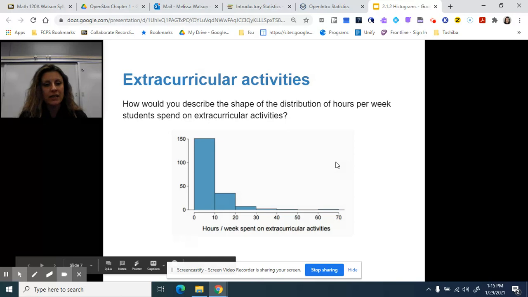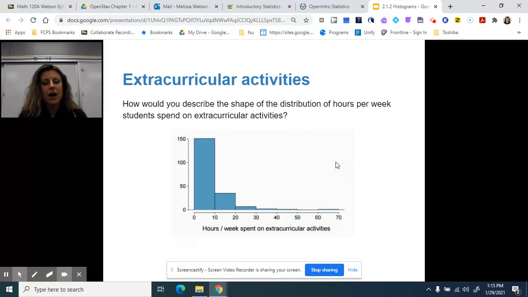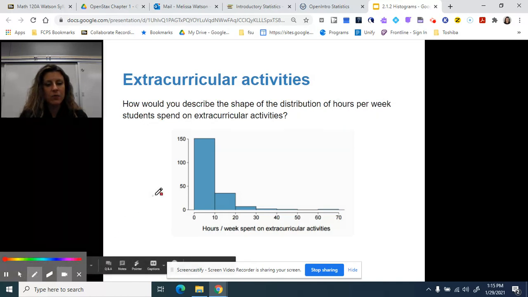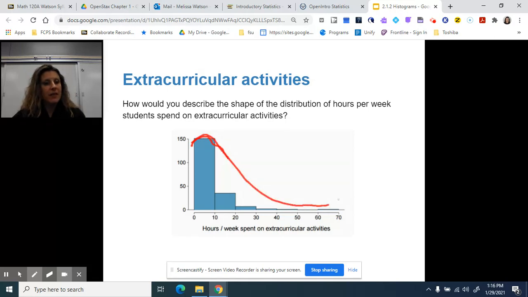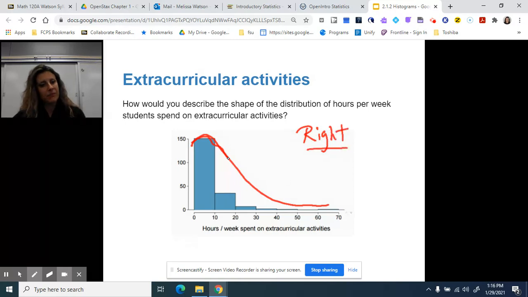Okay, so we're just going to practice identifying some shapes of distributions. So again, if we draw that smooth curve over top, oh my, if I could draw a smooth curve, that would be wonderful, right? Here we go. Okay, so think about what skew that would be. Most of the data is on the left side. The right tail is drawn out. Hopefully, we're thinking that that's a right skew. So remember, we name them by the longer tail.